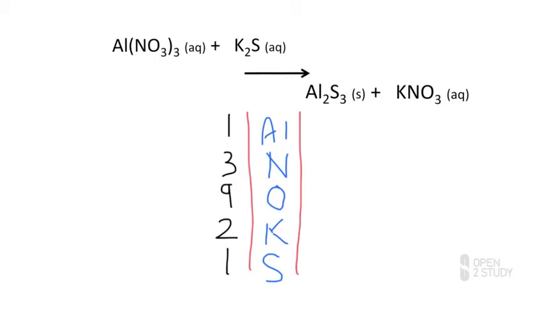If we go through that same activity on the other side, for aluminium, I now have 2 aluminium here. I have 1 nitrogen over here on its own. For oxygen, I have 3 here. For the potassium, just the 1 here. And for the sulfur, finally, I have 3 here as part of my aluminium sulfide.